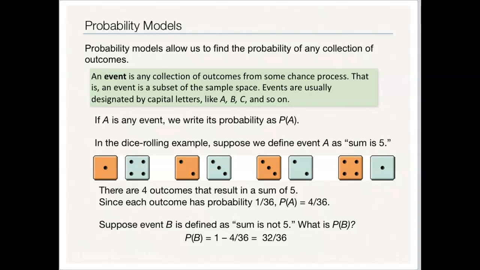All right. Something that's important to differentiate from the sample space is an event. So write down what's in green. An event is any collection of outcomes from some chance process, meaning it's a subset of the sample space. And events are usually designated by capital letters, A, B, and C, and so on.